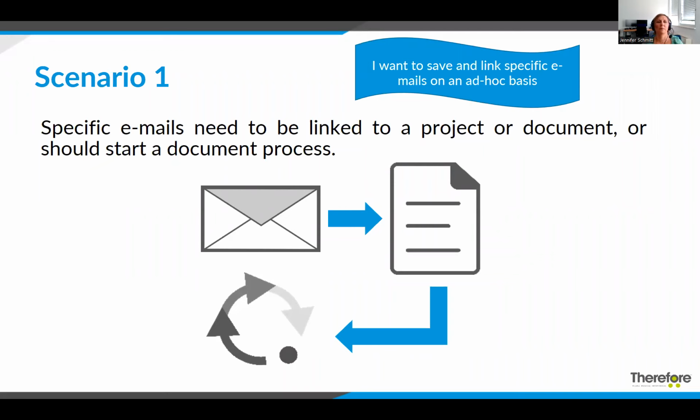All right. So Scenario 1, specific emails need to be linked to a project or document and should start a document process. Or you just want the emails to be saved to Therefore. They don't necessarily have to start a process or a workflow. And in this case, this is just the ad hoc saving.